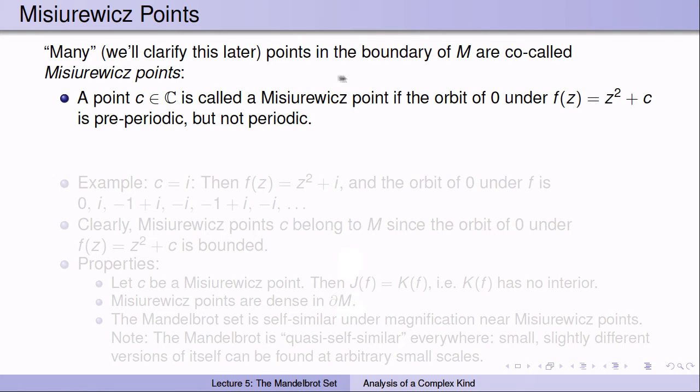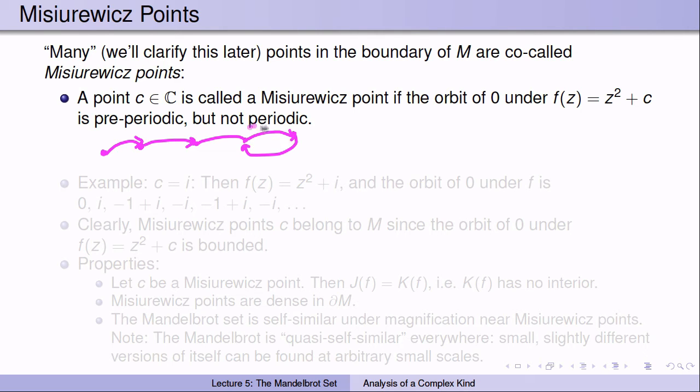Many points in the boundary of the Mandelbrot set are so-called Misiurewicz points. A point c is called a Misiurewicz point if the orbit of 0 under f(z) = z squared plus c is pre-periodic but not periodic. We had seen before that a point is pre-periodic if it moves around for a while under f, but eventually it enters a periodic orbit.